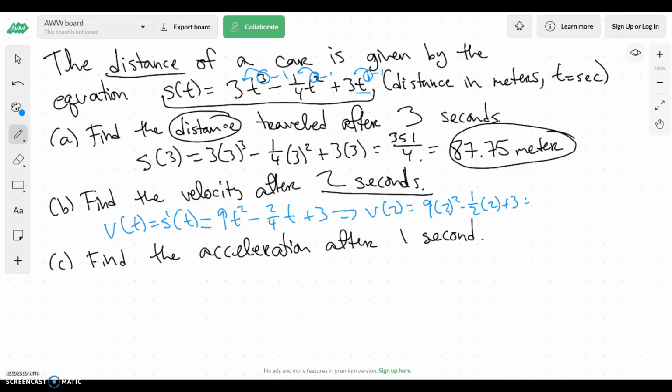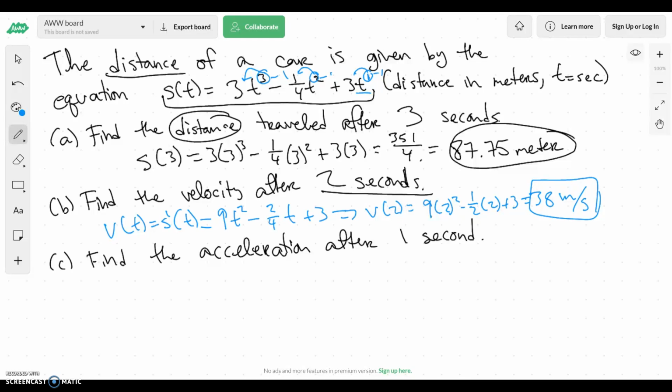So now I'm going to put that into my calculator: 9 times 2 squared minus 1/2 times 2 plus 3. And what I'm going to get is 38. It's going to be 38 meters per second, because that's velocity.